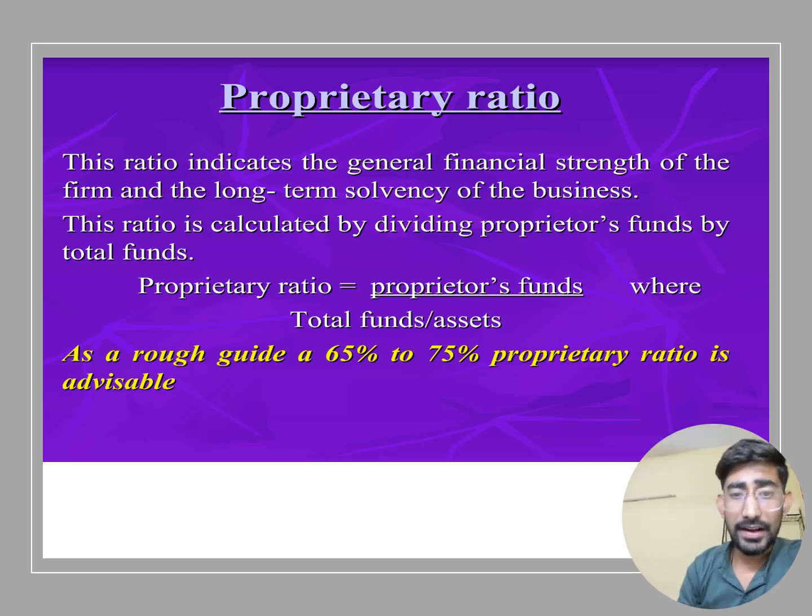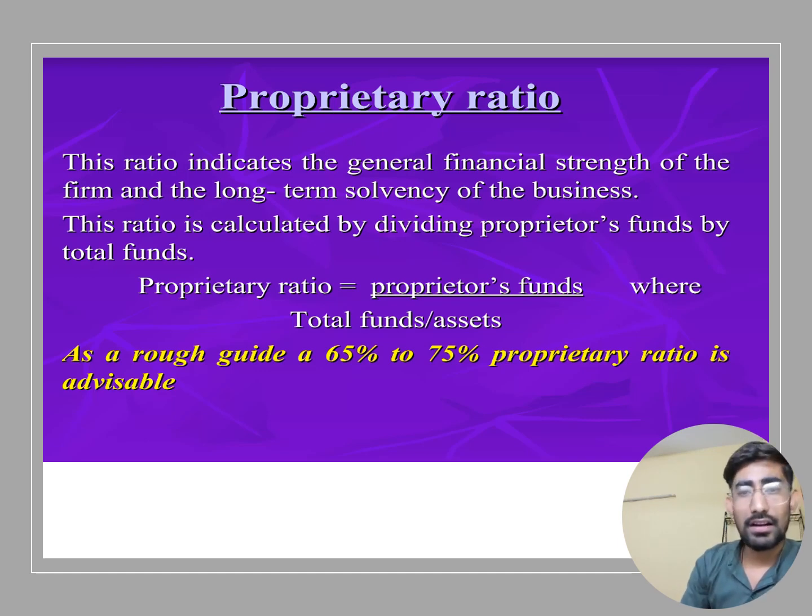So as a rough guide, 65 to 75% of proprietary ratio is advisable. That means if the proprietary ratio is 65% to 75%, that means the company is performing well. That means under the total funds available for the company or the firm, if the 65% or the 75% is held by the proprietors of the company, that means equity shareholders, preference shareholders, and the reserve and surplus, then that means the company is performing well.